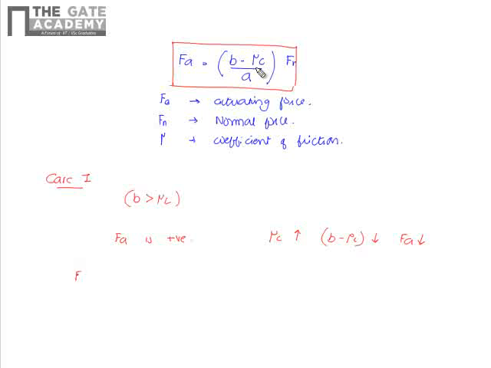Therefore I can say the frictional force tends to reduce the magnitude of actuating force. Such kind of a brake is called partially self-energizing brake. So such kind of brakes where the frictional force tries to reduce the magnitude of actuating force is called self-energizing brakes.